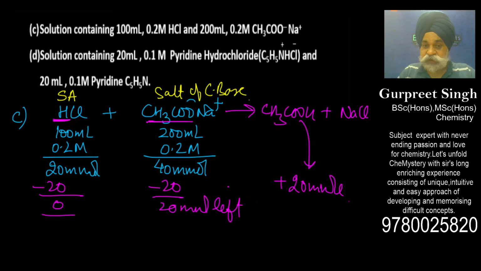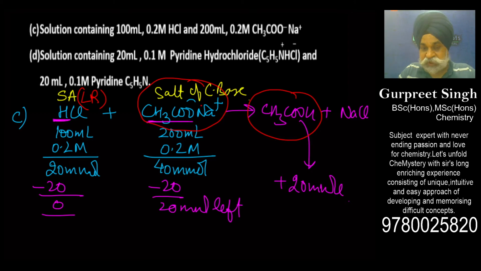So again, what you are able to see is that in this composition HCl is acting as a limiting reagent, it got completely consumed, and you are left with sodium acetate and acetic acid. This is the very definition of buffer which we have just spoken about in today's session, that a weak acid along with its salt may act as a buffer. So 20 millimoles are there, so it would also act as a buffer.